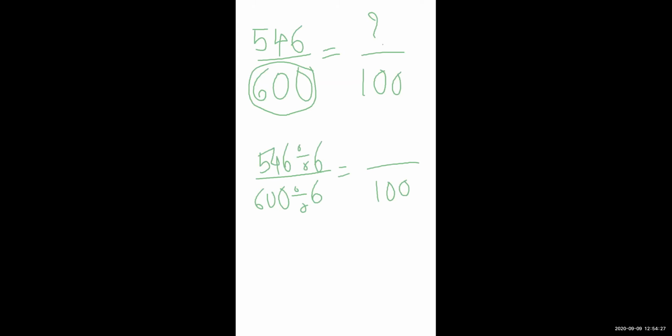Understood this much? If you want to convert 600 into 100, divide it by 6. As we are dividing the denominator by 6, divide the numerator also by 6. Now just tell me, 546 divided by 6, what is the answer? Very good, it is 91. So 91 upon 100, that means it is how much percent? 91%. Understood now?